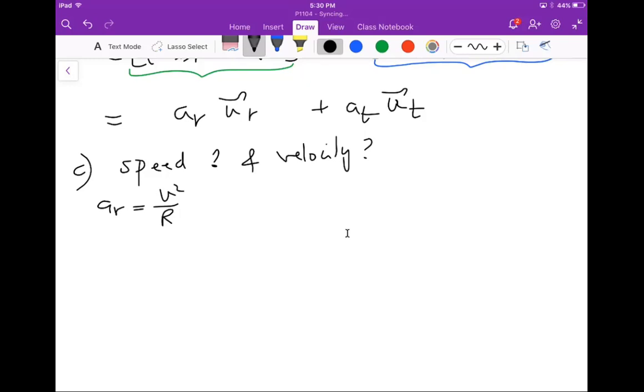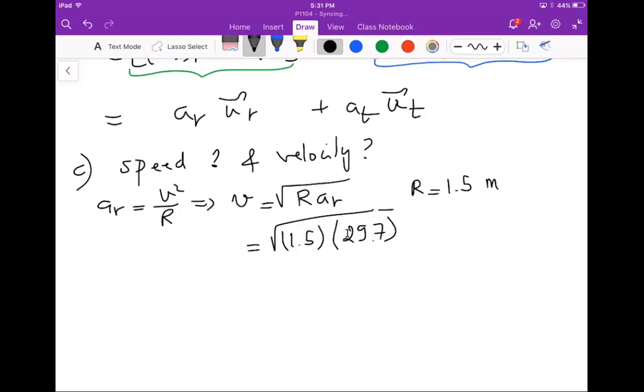AR we have just evaluated previously, so we end up with the square root of R, which is 1.5 meters, multiplied by 29.7 meters per second squared, and that gives the value of 6.67 meters per second. And so this is the value of the velocity.